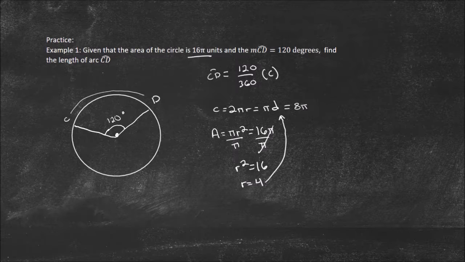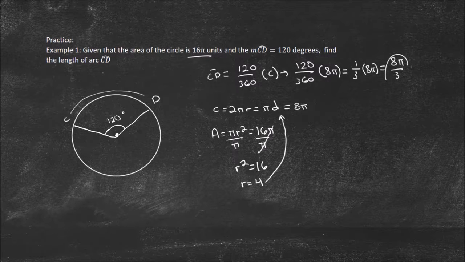Now I can finally plug this back into our initial equation that we wanted to solve all along. So multiplied by the circumference, which is 8 pi. And that equals, I'm going to simplify the fraction in the front. 120 divided by 360 is 1/3 times 8 pi, which equals 8 pi divided by 3. And that will be the length around that arc. So 8 pi over 3 is my measure from C to D.